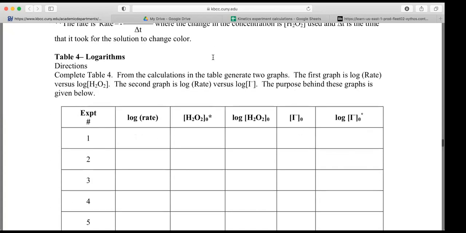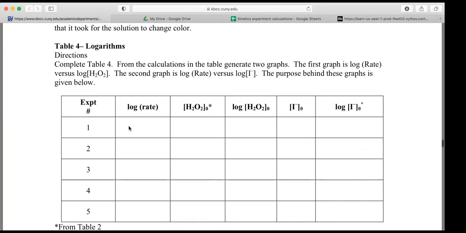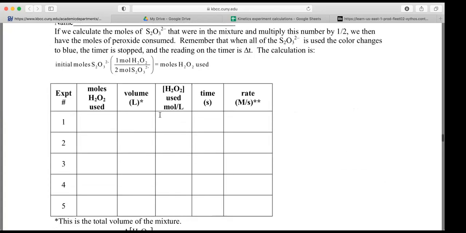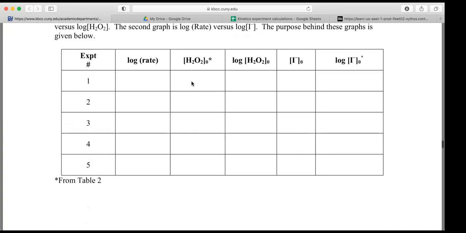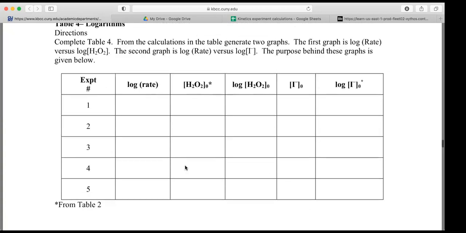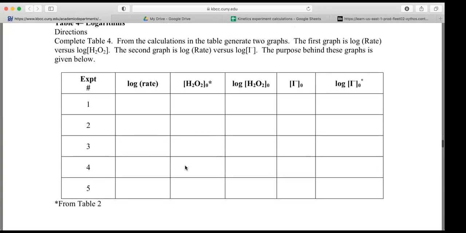Now, table 4. What you're going to do is take the logs of the rates that you calculated right here, and then you're going to take the initial concentrations again. You're just going to copy and paste those over from your previous table, from table 2. Take the log of that concentration. Then you're going to take the initial concentration of KI. I know it says I minus, but it's the same as KI. And then you're going to take the log. Now, the log that you're doing is base 10.